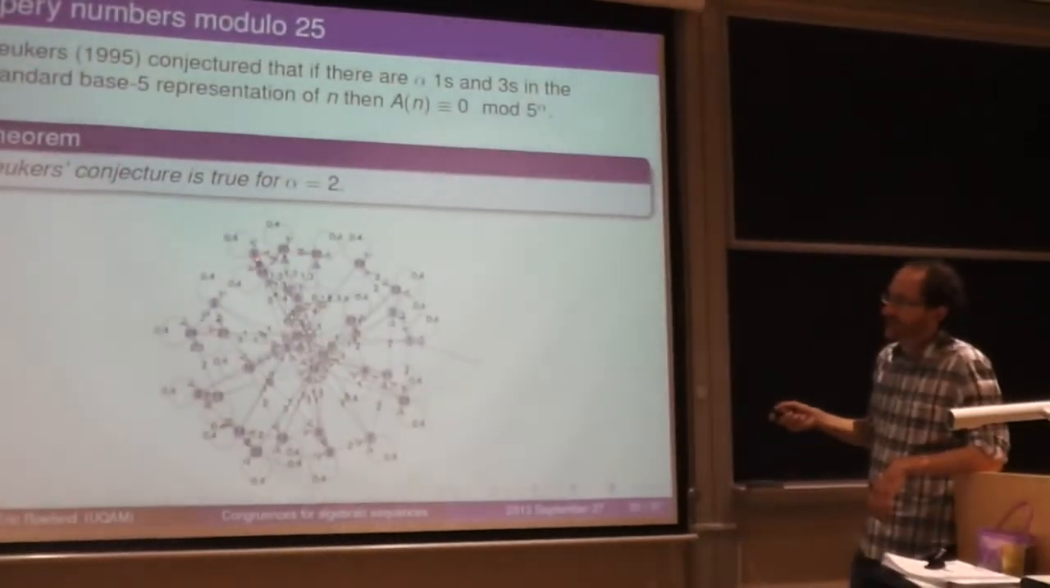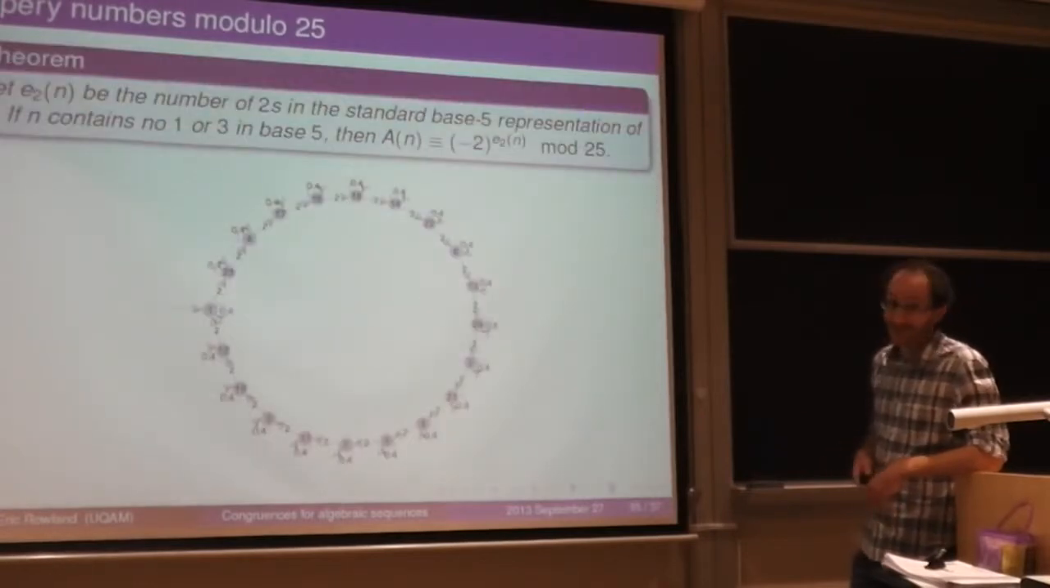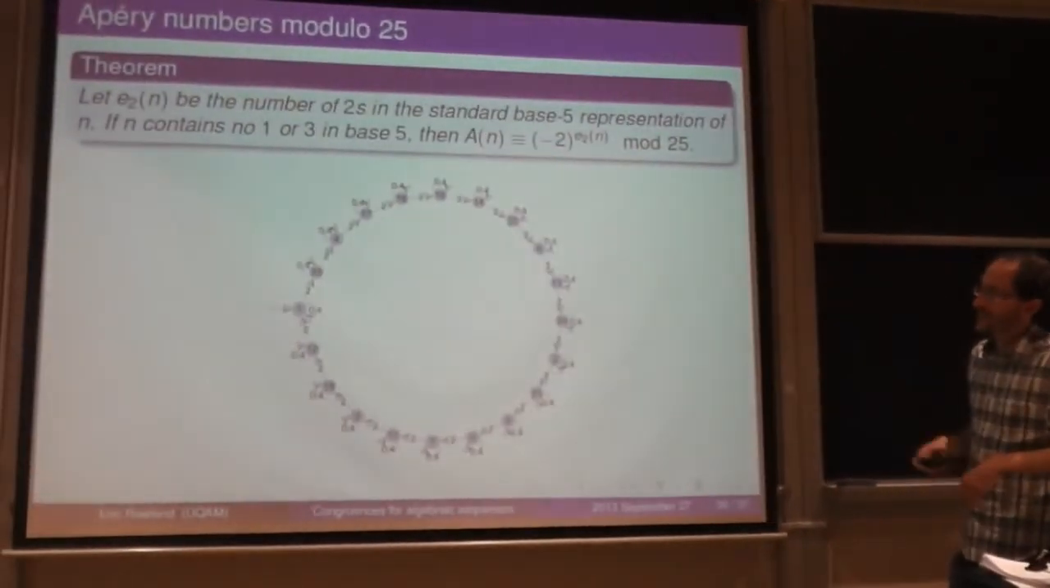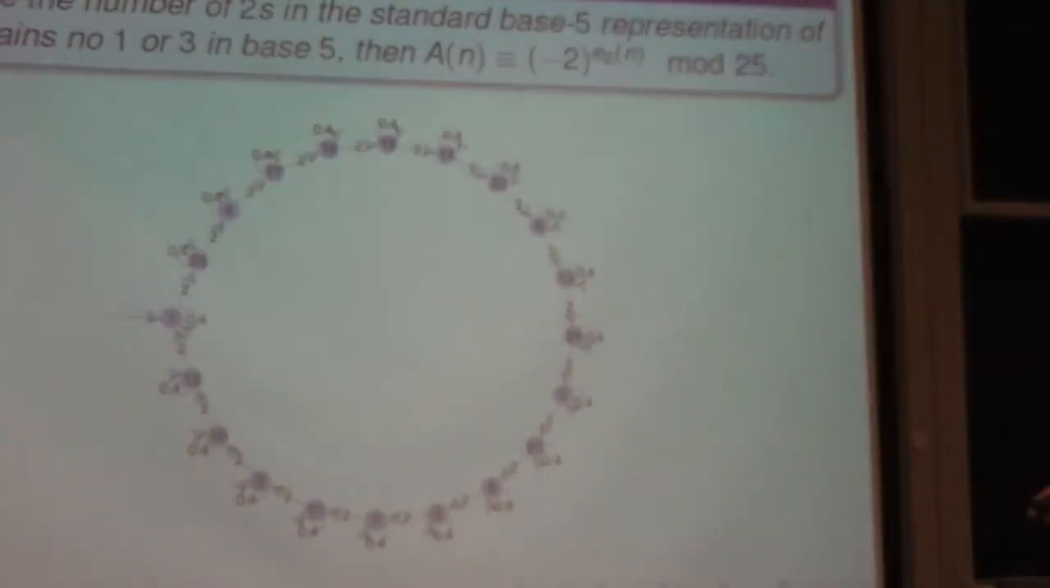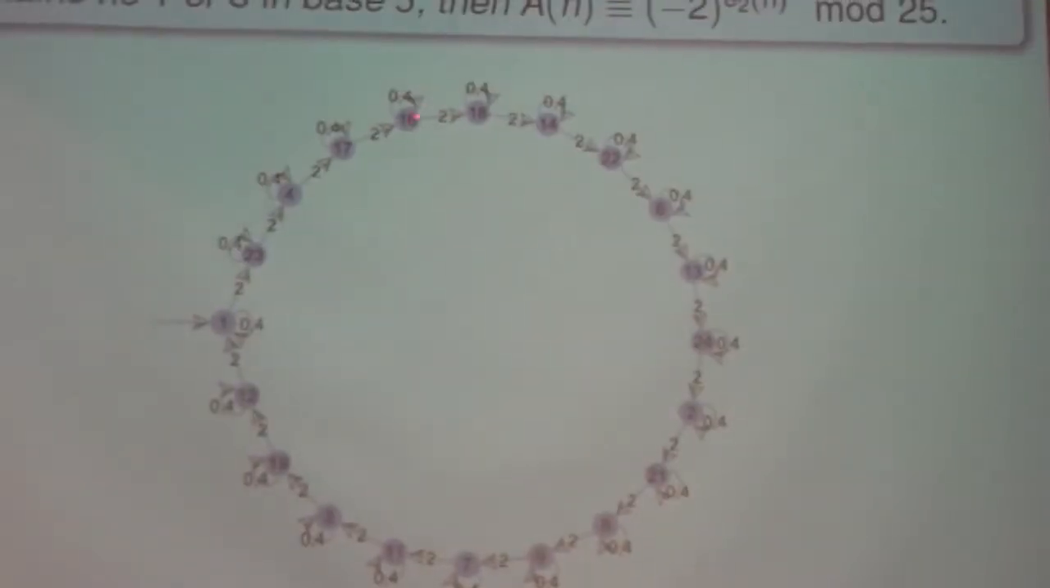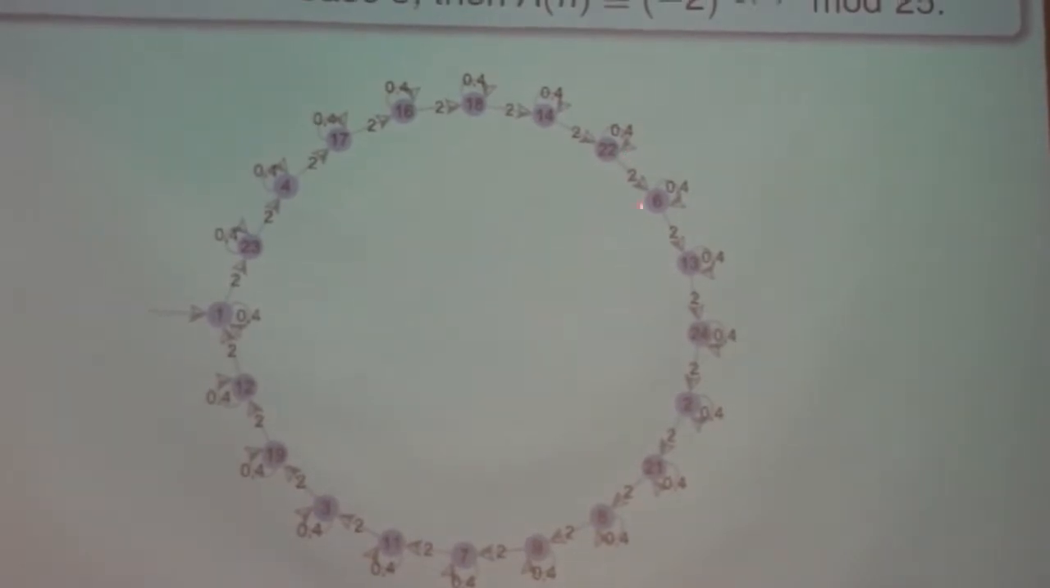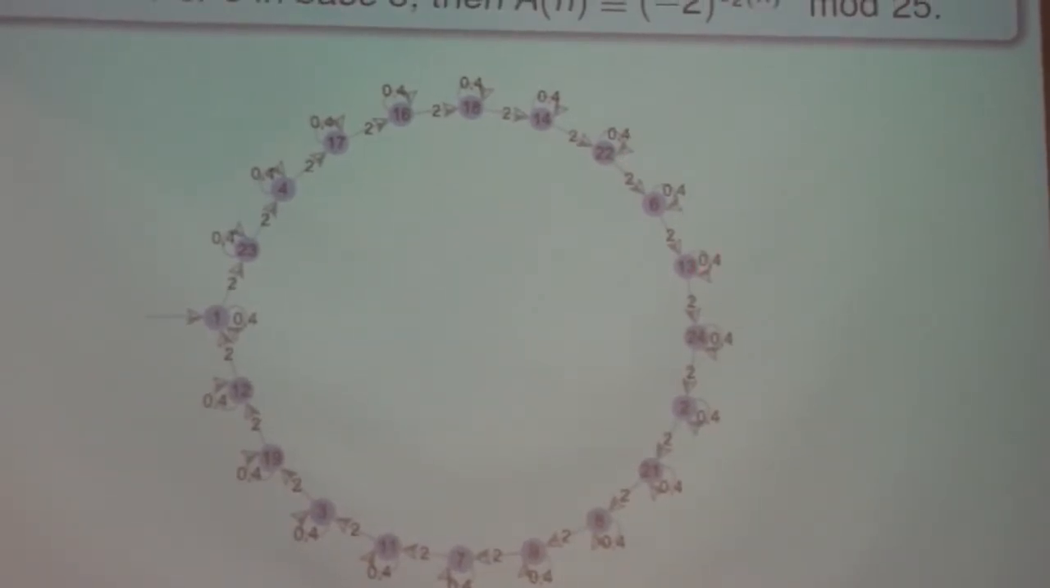If you delete all the vertices that have an output that is a multiple of 5, you get this picture. And this is a very nice picture. So it's a single cycle. Every single vertex has a loop that is labeled with 0 and 4. So if you read a 0 or a 4, then you stay in the exact same vertex. And every time you read a 2, you move to the next vertex in the cycle.